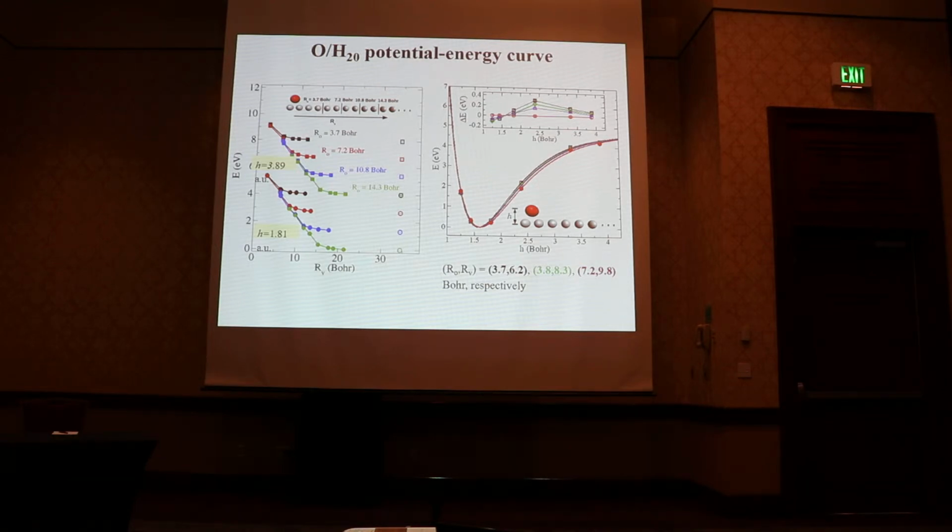And so when you plot the full potential energy curve now as a function of height, you get very good agreement. And the red curve here is the exact result for this whole range of heights, over about a 2.5 Bohr range.